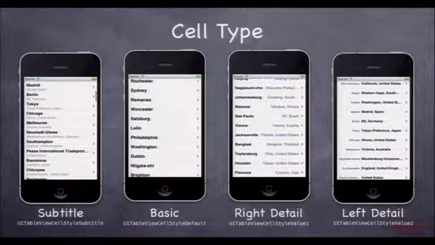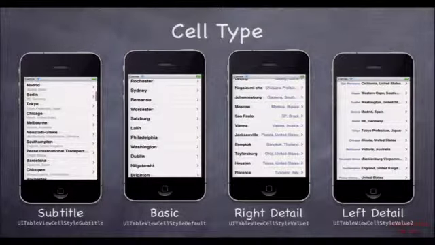There's the subtitle, okay, which has a title kind of in bold and then a little gray subtitle underneath. There's basic that has no little underneath thing. There's right detail, which is the same as the subtitle. It's just the stuff is arranged differently. Okay, it's on the side and it's blue instead of being underneath. And then left detail, same thing, but they're swapped around.